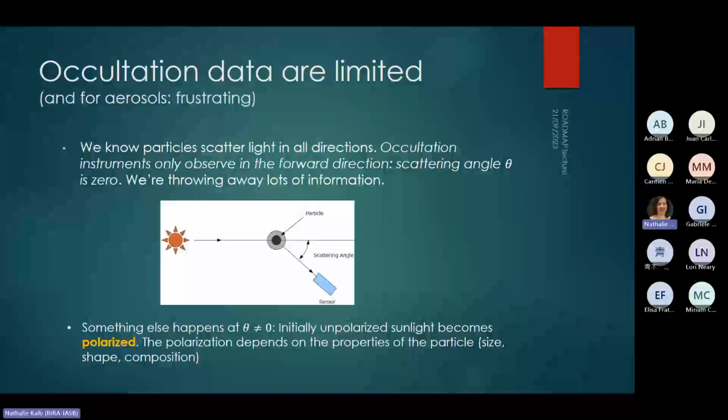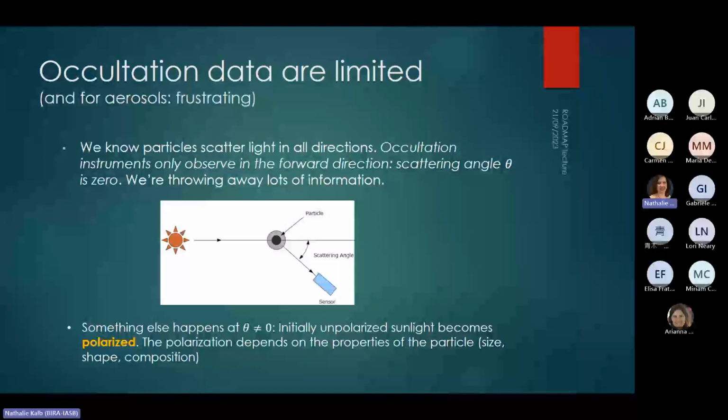And there's something else that happens at different scattering angles. So scattering angle not zero. So initially unpolarized sunlight becomes polarized. This polarization depends on the properties of the particle, size, shape, composition, and so on.